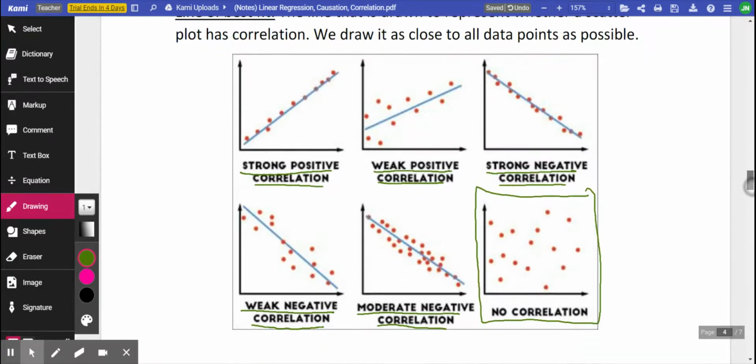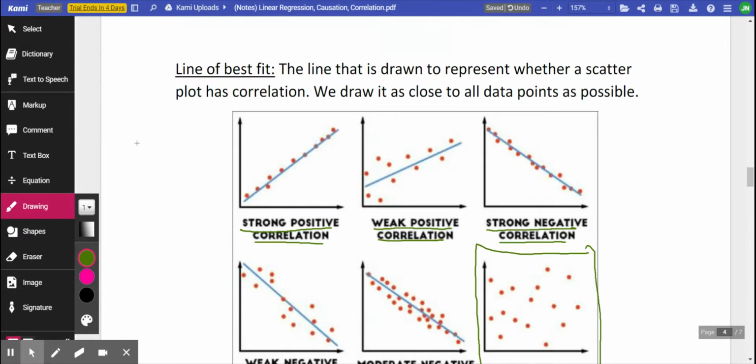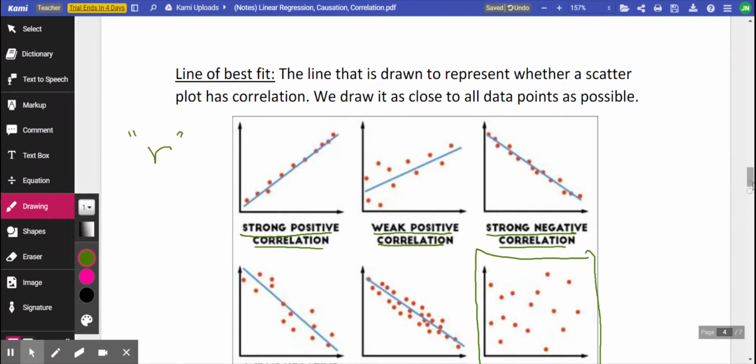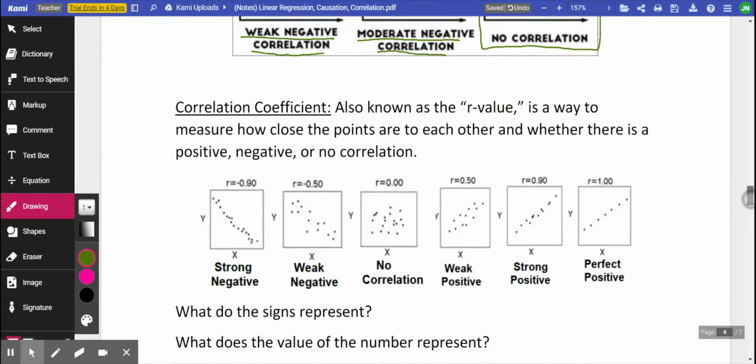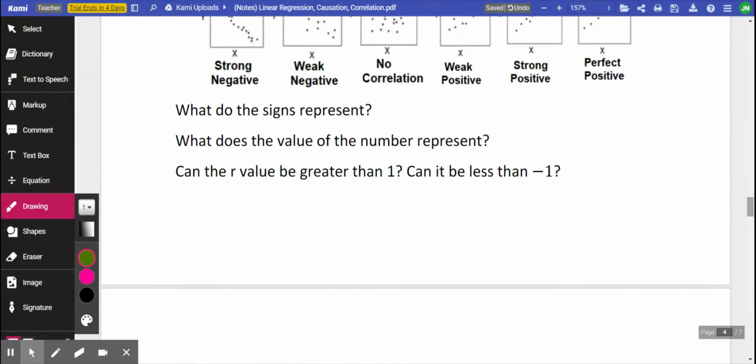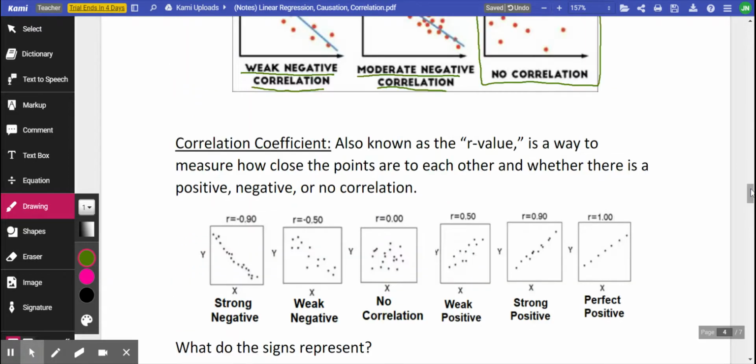So these actually have what is called a correlation coefficient. And the correlation coefficient is basically defined by the letter R, lowercase r. I don't know why they picked R. They just decided to use R, maybe R for correlation. I have no idea. So the correlation coefficient is also called the R value.